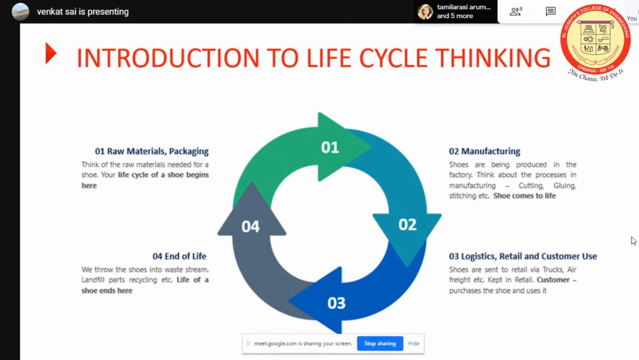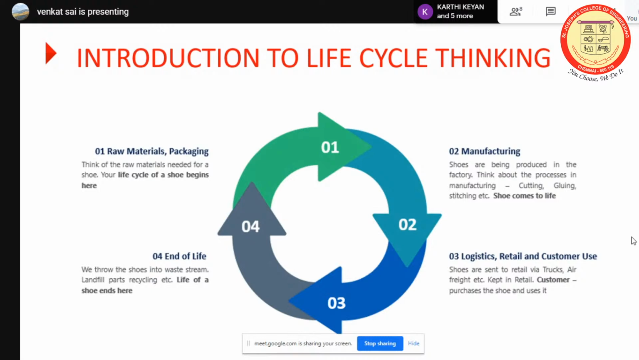Some are recycled, some are incinerated, etc. The life of a shoe ends here. And this is the whole point of the message: consider this as a holistic point of view. Think end to end, starting from raw materials. The shoe is coming to life.